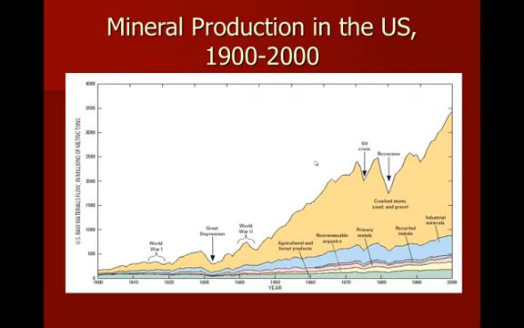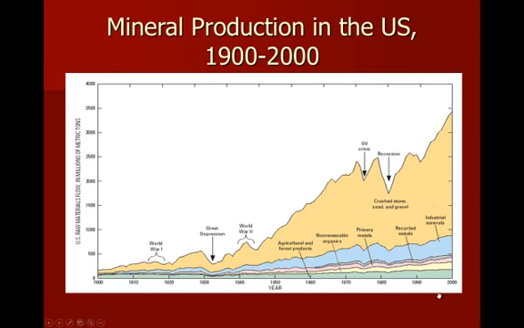Here's some things with mineral production in the U.S., 1900 to 2000, so the last century. Starting in 1900, not that much mineral production. This is in metric tons, so 1,000 kilograms, which is about 2,200 pounds. Not that much. Since then, we've really come a long ways.